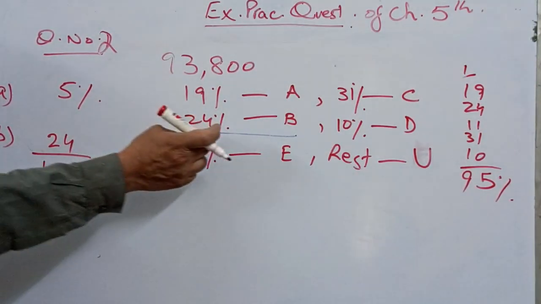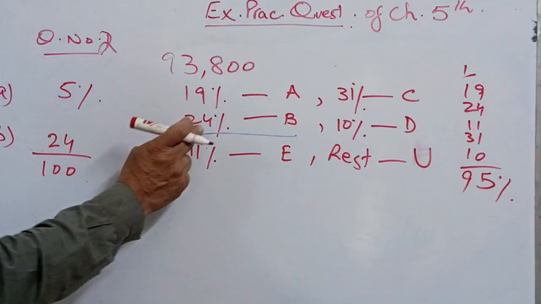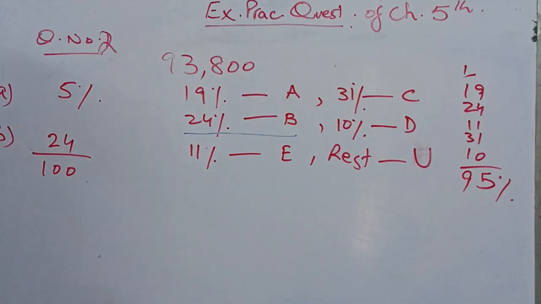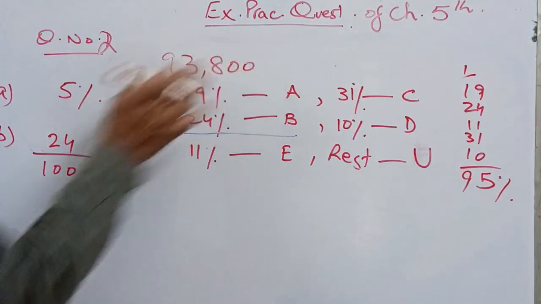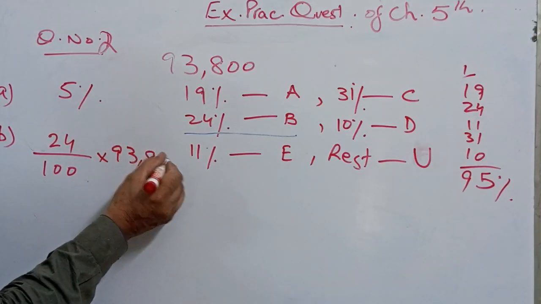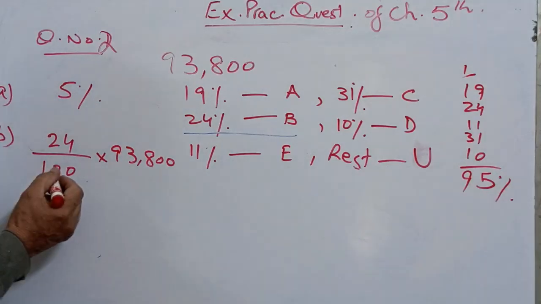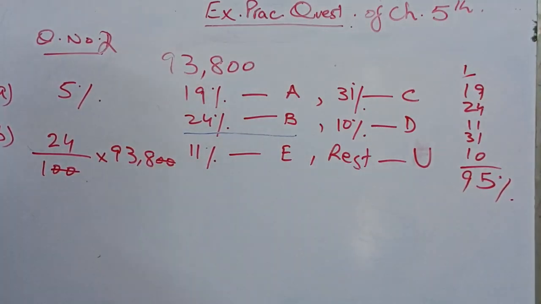Now this is equivalent to 24 divided by 100. This is just equal to 24%. Now 24% of what? 24% of 93,800. Now simple is that, just cross these two zeros with these two zeros and multiply 24 with this remaining part.